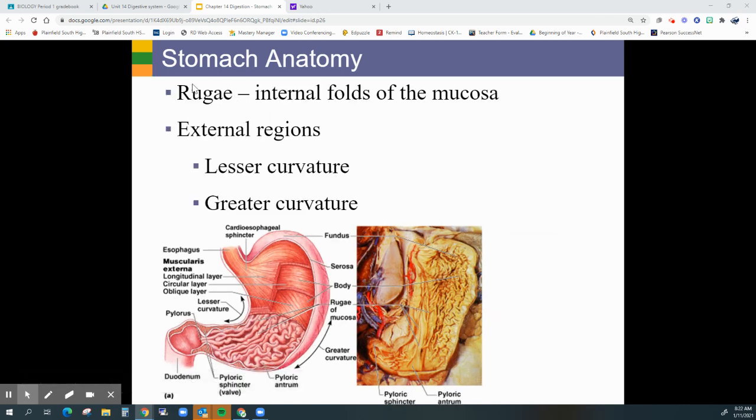Inside of the stomach, we've got a couple of different layers. So we have the rugae. These are the inner little folds you can see in here. Some people say it looks like the surface of the brain, which it does a little bit. And then there are the external regions. There are two of them: the lesser curvature, which is here on the medial side of the stomach, and the greater curvature, which is on the lateral side, facing towards the abdominal wall. This lesser curvature faces towards the liver, actually.